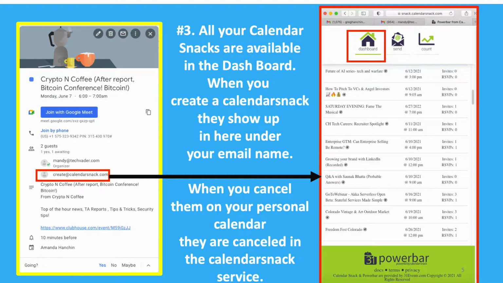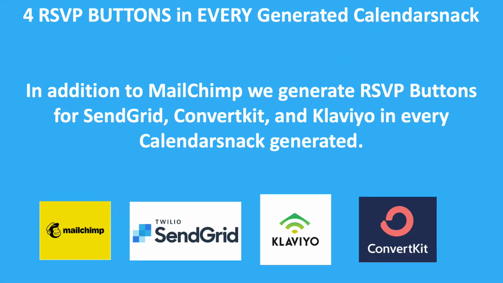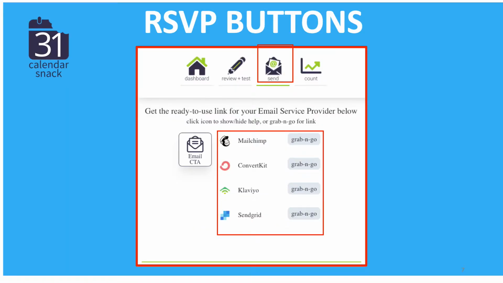So every time you create a snack, you get access to your dashboard. In the dashboard, you have this really great individual ability to actually operate the independent Calendarsnacks by clicking the button and drilling into the individual Calendarsnacks every time. So when you generate a snack, you get 4 primary buttons that are all preloaded and ready to go in the 10 seconds. We support MailChimp, SendGrid, Klaviyo, and ConvertKit for one-click RSVP buttons. There they are there. Extremely easy to operate. Grab them and go.